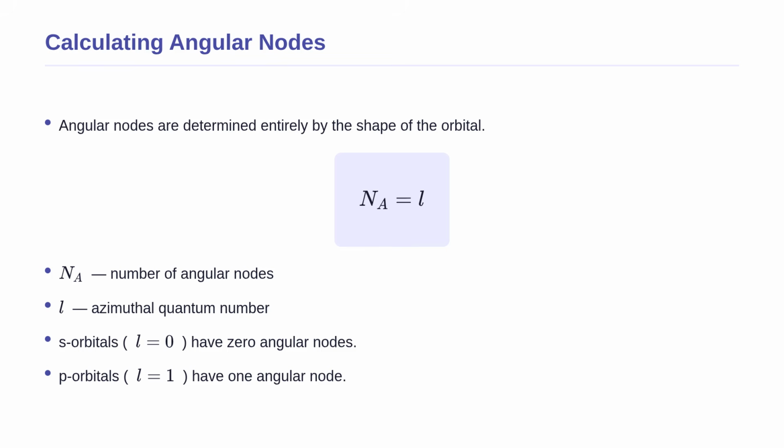For example, all s orbitals have an L value of 0, meaning they have 0 angular nodes because they are perfectly spherical. All p orbitals have an L value of 1, meaning they have exactly one angular node, which is a flat plane slicing right between the two lobes of the dumbbell shape. If the L value increases, the number of slicing planes increases, creating more complex orbital shapes.